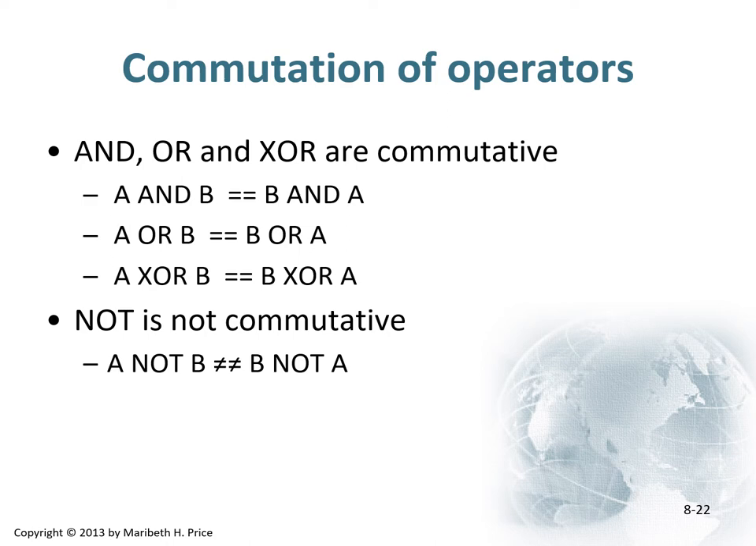Now, one of the things you've got to be aware of is the commutation of operators. Some things it doesn't matter which direction you go, and some it does. AND, OR, and XOR are commutative. In other words, A and B is the same as B and A. A or B is the same as B or A. A XOR B and B XOR A are the same. It doesn't matter. Right to left, left to right, it's the same answer. The NOT function is not commutative. It's different. A and not B is not the same thing as B and not A.